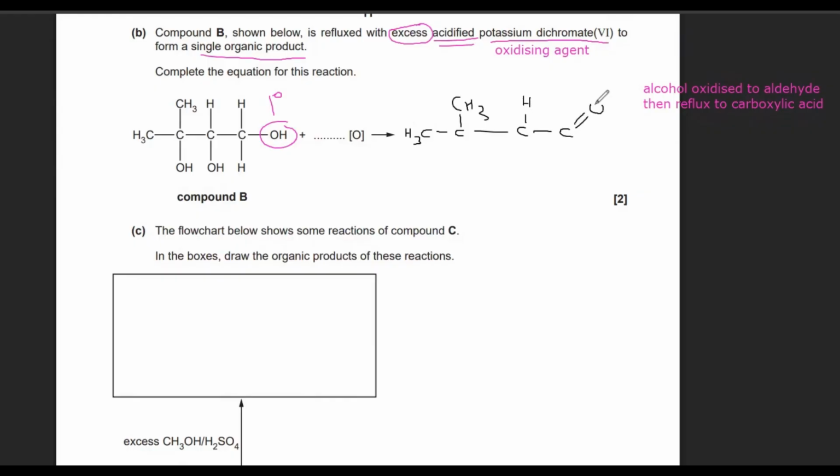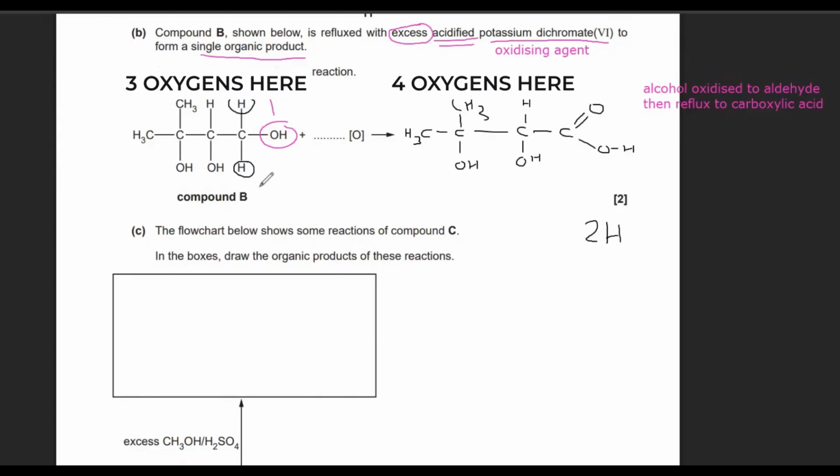So I'm going to redraw this compound, but I'm going to turn the final carbon into a carboxylic acid. Now, if you add up the total amount of oxygens on compound B and my new total amount of oxygens on the right, you can see there are 3 oxygens in total on compound B and 4 oxygens on the right on our new compound. But also worth noting, when we form that carboxylic acid, I've circled the 2 hydrogens on compound B that were lost.